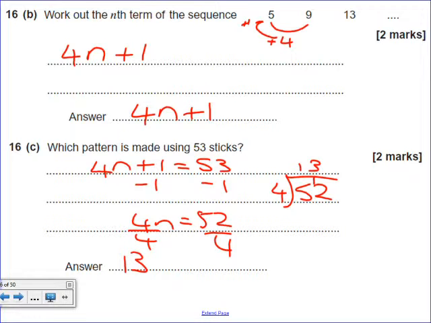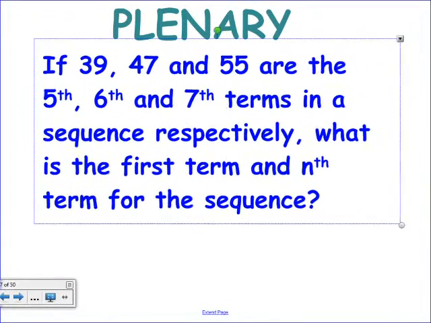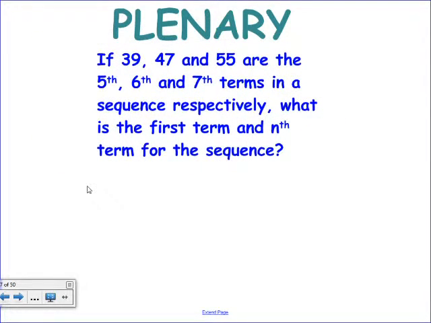Happy? I've got 39, 47 and 55 are the 5th, 6th and 7th terms in a sequence. What is the first term and what is the nth term? I'm just going to shrink this writing down so I can write something under it. Okay, so very nice, very neat indeed. James, tell the class what you did. I'm so chuffed with it. It's a really good solution. So what did you do then?